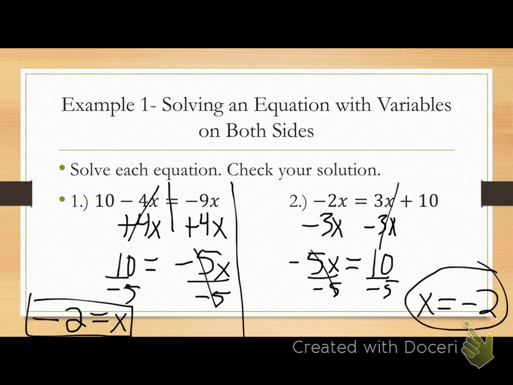Questions on examples 1 or 2? How are we feeling so far about variables on both sides? Always deal with the variable first, get the variable to the same side, then get your constants to the other side.